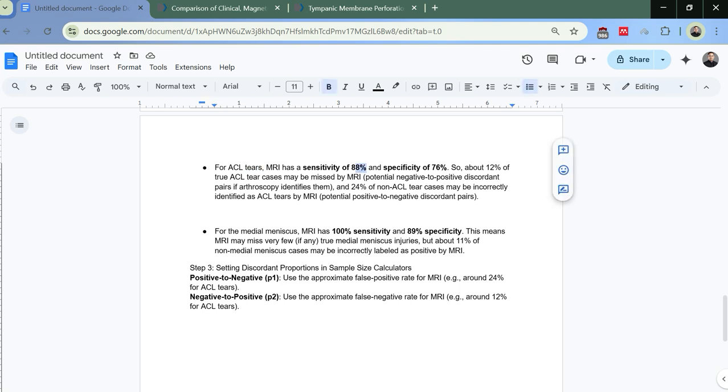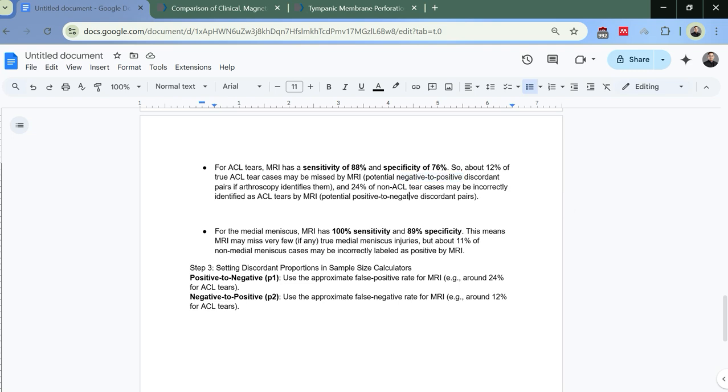It means out of 100 cases of ACL tears, MRI could detect 88%. Sensitivity means true positive. It means the remaining 12% are detected as non-ACL tear. Though the remaining 12 cases are also ACL tear cases, they are detected as negative by MRI. So this is the negative to positive discordant.